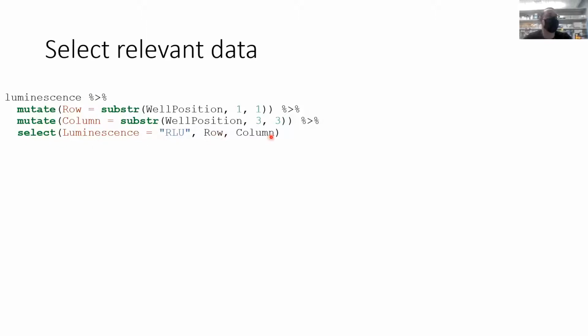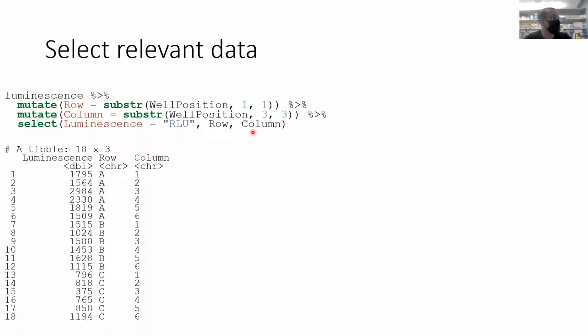And I take the row and the column. So this is my new data frame. Now I just have row, column, and luminescence. This is all that I need for my analysis. This is all that I'm working with right now.